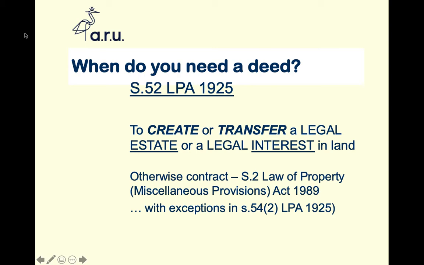So when you need one under Section 52 to be able to create any legal estate or interest, so any mortgage, any ownership, any easement, or to transfer them, they would have to be made by deed. So from the creation of the mortgage over a property, or the transfer of some hold in the property that is capable of being legal, it would have to be made by deed.